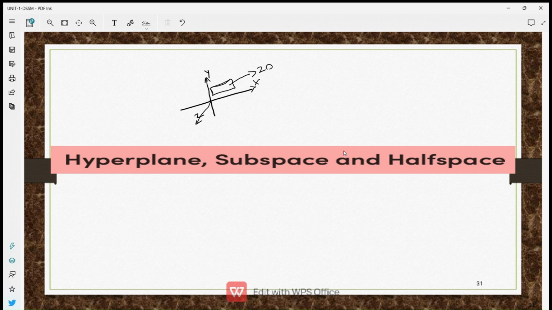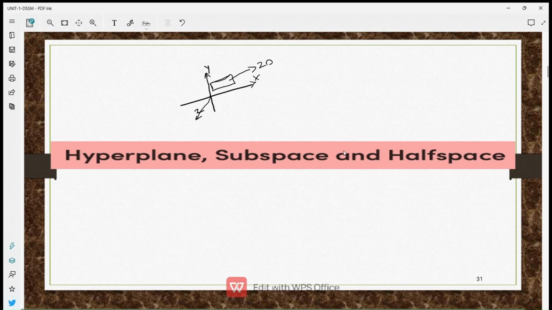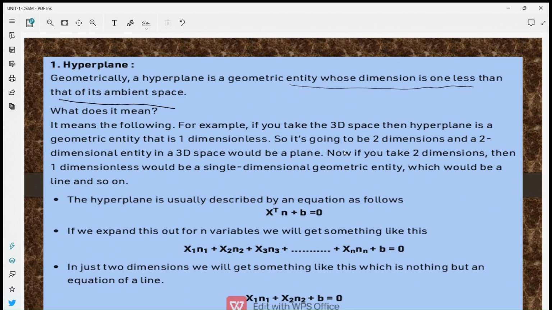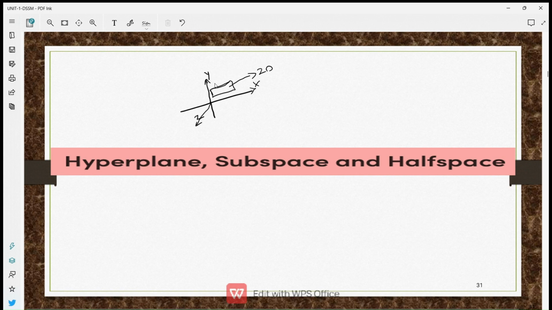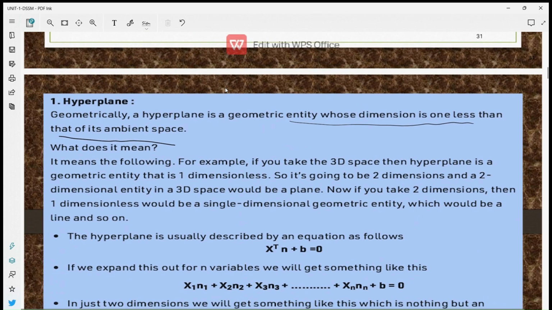In the same way, you have to understand that a hyperplane is a geometrical entity whose dimension is one less than that of its ambient space. In this particular example, the ambient space is the three-dimensional geometry, but when we look at the plane, it looks like it's in 2D. So this is the meaning of this line: a hyperplane is a geometrical entity whose dimension is one less than that of its ambient space.